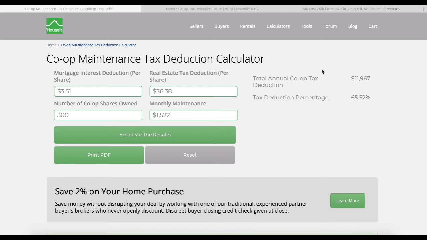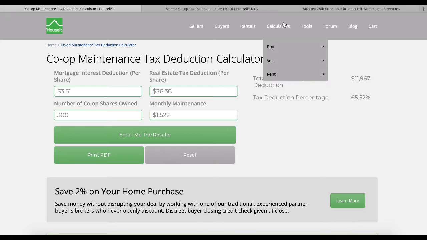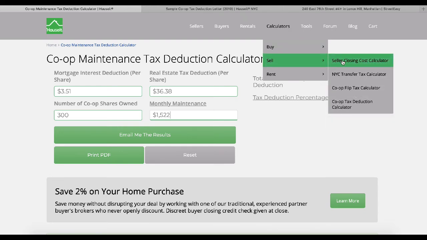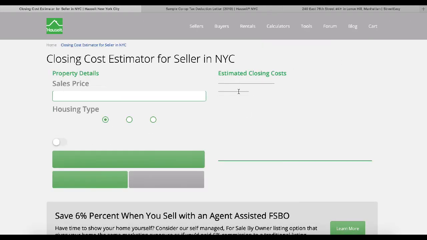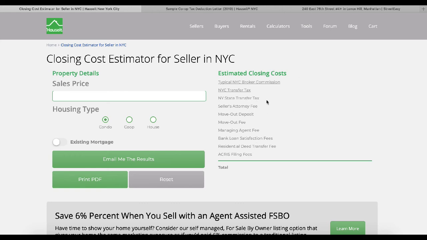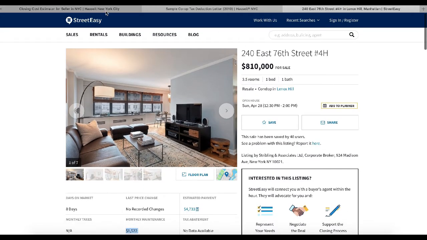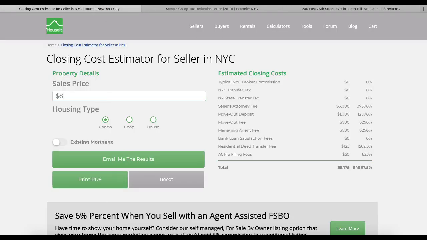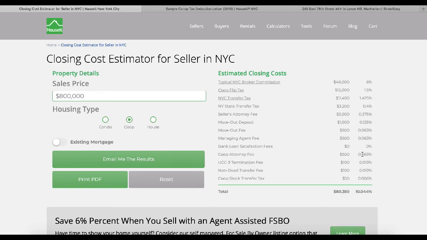If you are thinking of selling, you might be interested in taking a look at a couple other calculators on the Hauseit website, one of which is the seller closing cost calculator. This one is particularly nifty because it does tell you the total percentage of your closing costs relative to the sale price, and also it breaks down the dollar amounts of each line item. For example, if you're selling this co-op and your sale price is $800,000, you would type in the sale price here, select co-op, and it would provide you with a nice breakdown of your closing costs. You can also email them, and you can also print a PDF.